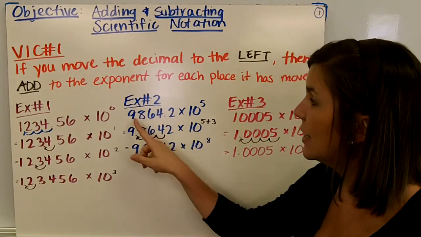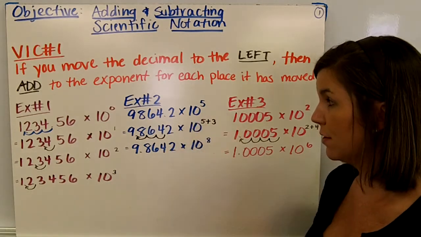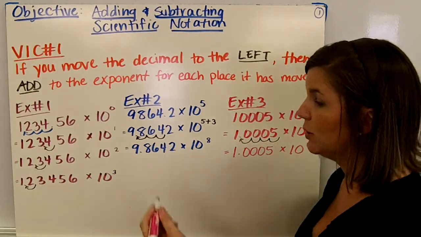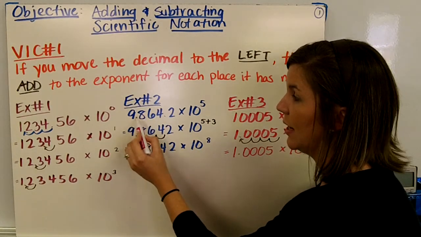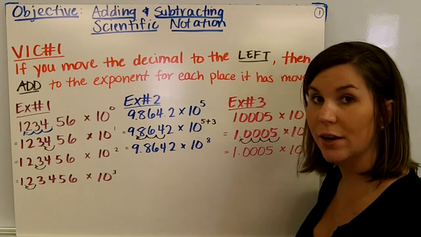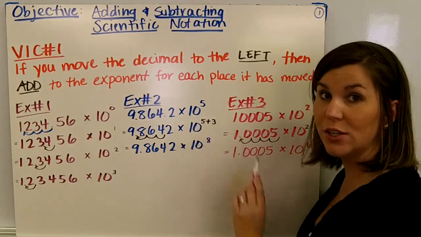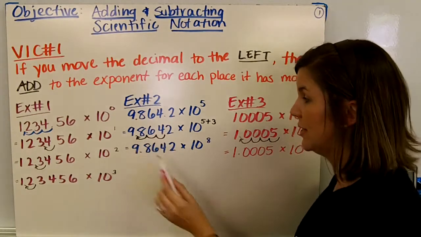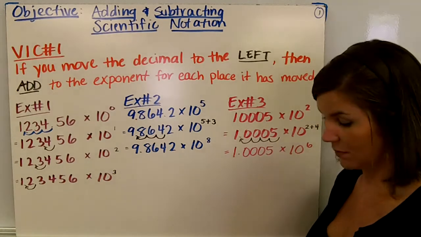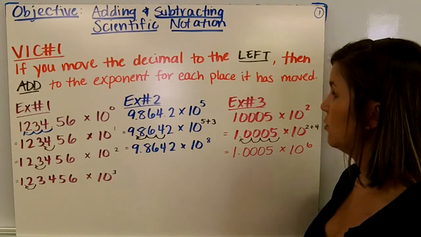Example number 2, 9,864.2 times 10 to the 5th. This number is not in scientific notation because the decimal place needs to be between the 9 and the 8. So we have to move it 3 places to get there. Our original exponent was 5, so we add 3 to the 5 because we moved 3 places. 5 plus 3, now our exponent is an 8.